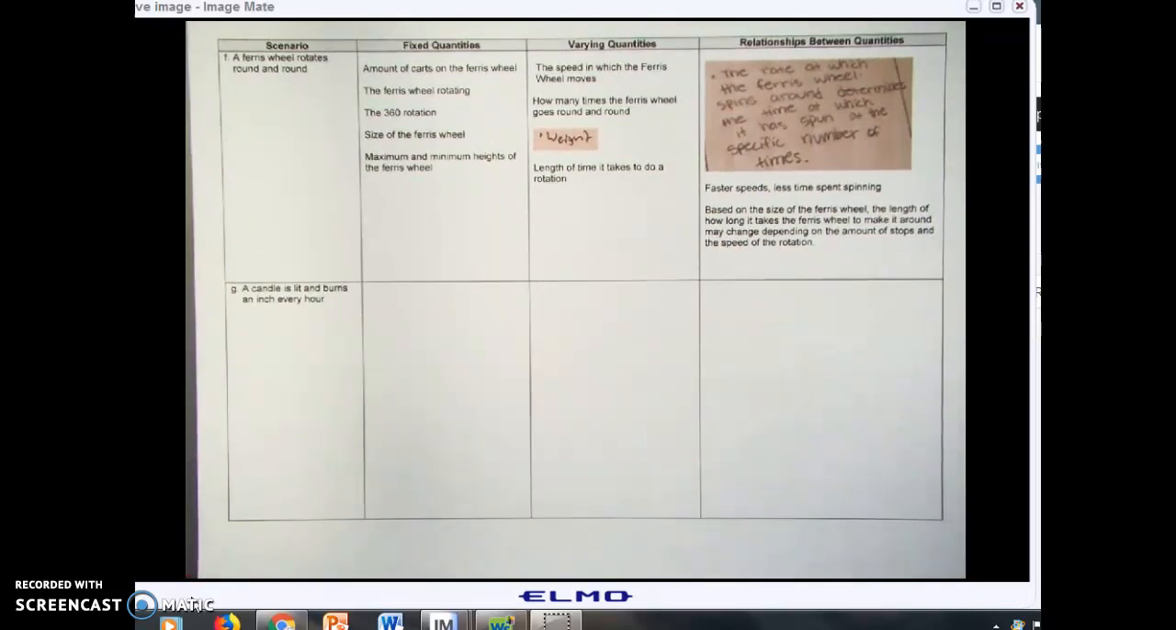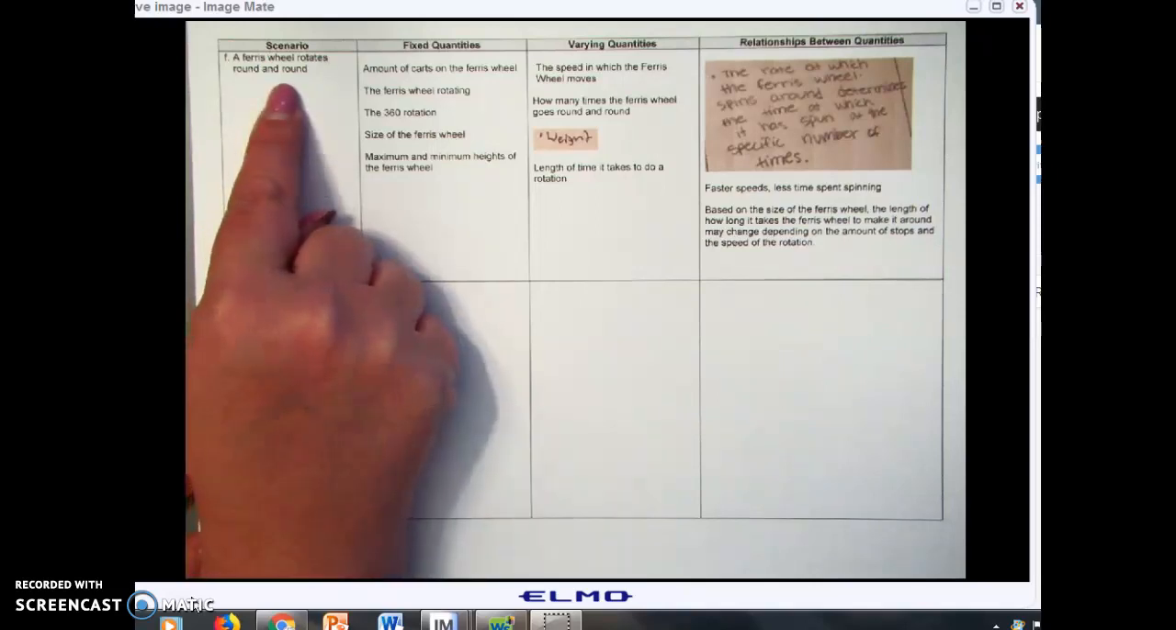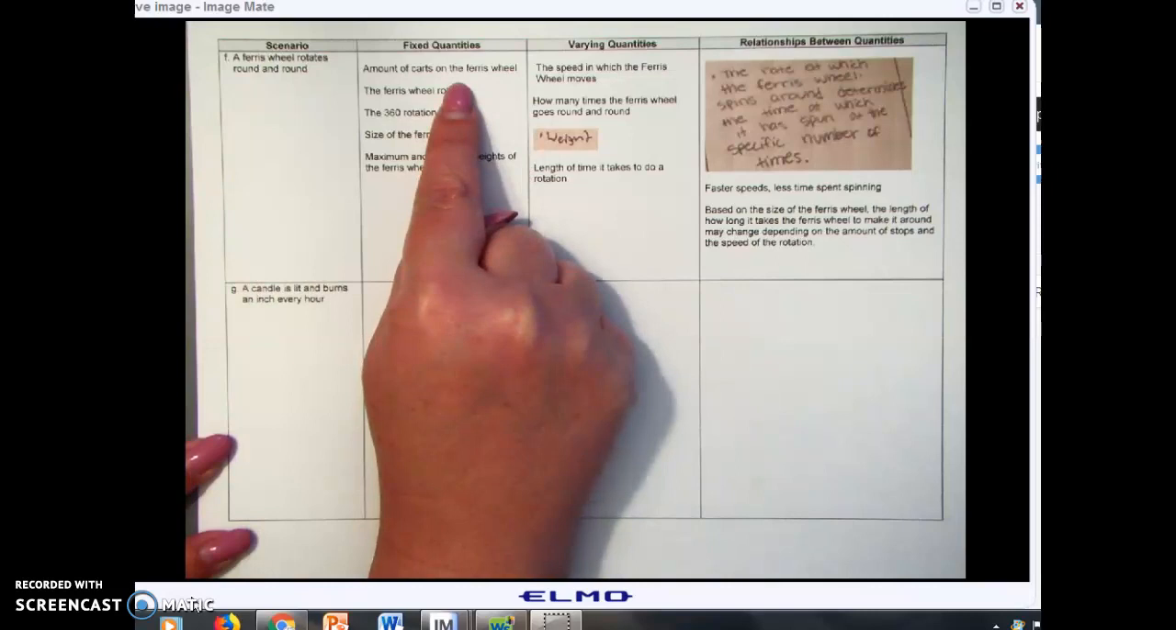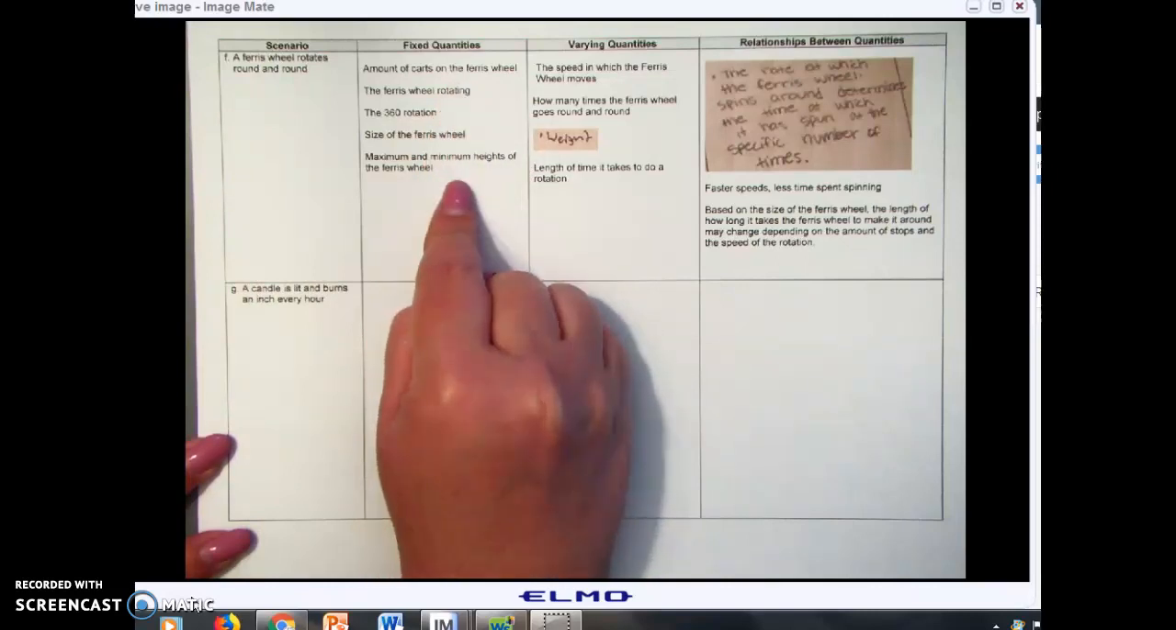And I noticed that some of you were talking about stops that it made, picking people up. And I love that idea because you were thinking really hard about it. But this one is just talking about the Ferris wheel rotating round and round. It's not talking about stopping and picking people up. And so things that are fixed quantities that you guys came up with, and again, I wouldn't expect you to come up with every single one of these. I just tried to write down original ideas.